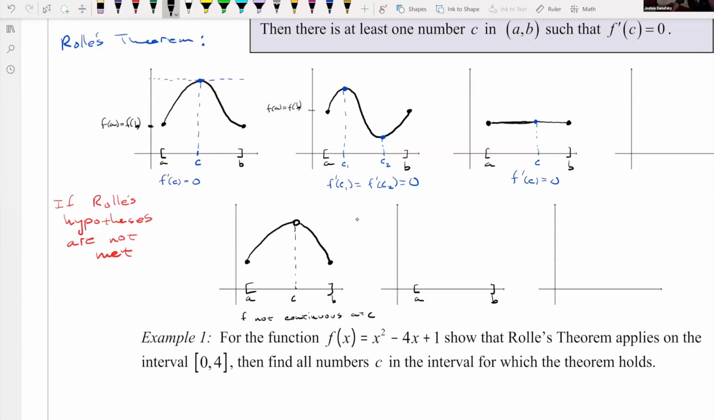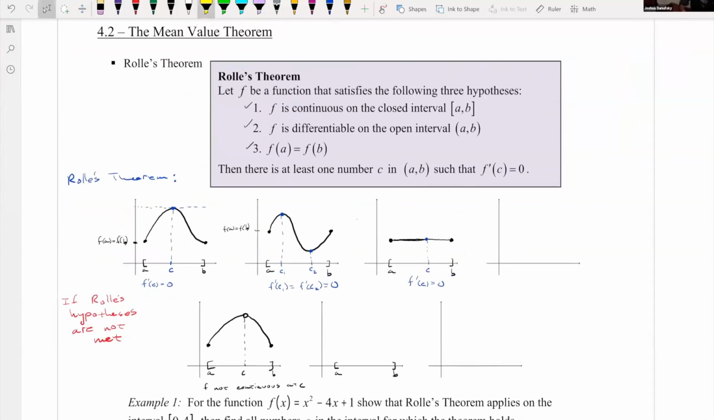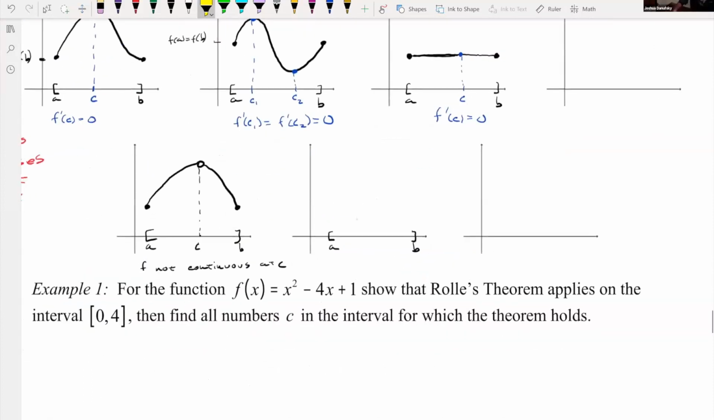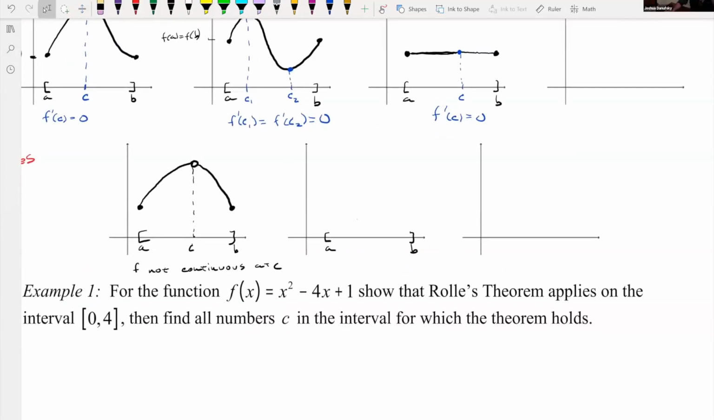Do a and b need to be the same y value? Good point, Ethan. And it says that right here. f of a and f of b have to be the same y values. That's exactly right. And we're going to see what happens if we don't have that. We'll see that Rolle's theorem is not guaranteed.